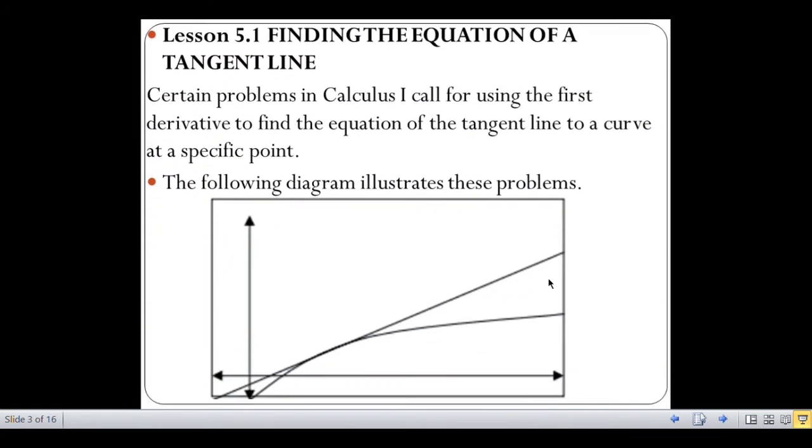Okay, so under Lesson 5.1, we have finding the equation of a tangent line. So certain problems in Calculus 1 call for using the first derivative to find the equation of the tangent line to a curve at a specific point. So the following diagram illustrates this problem. So, ito class yung example of tangent lines. As you can see, straight line lagi, pero minsan may mga parts din na hindi siya totally straight gaya nito. Okay, pero when you say kasi straight line, ganito lang. For example, ganyan, pwede din naman siya, depende.